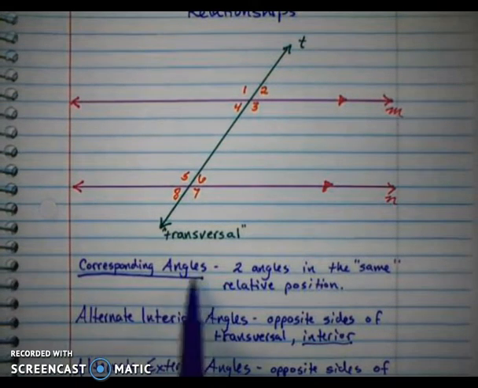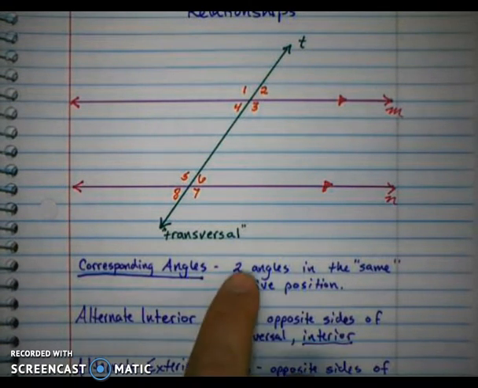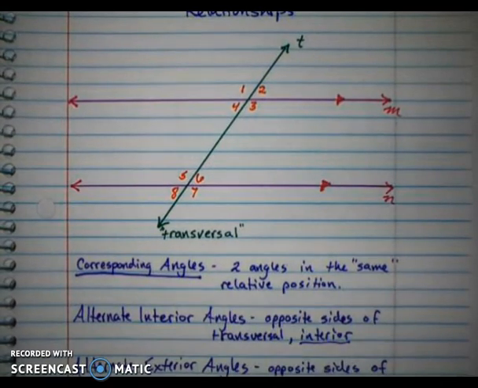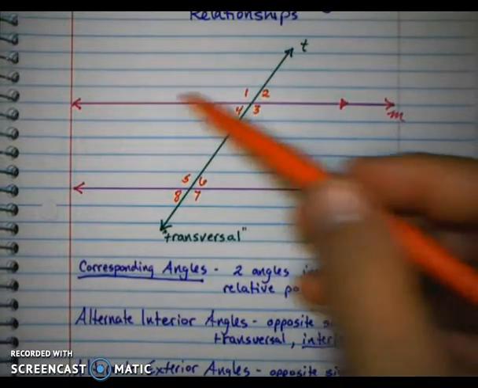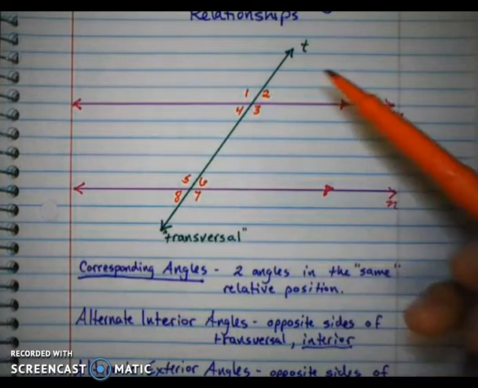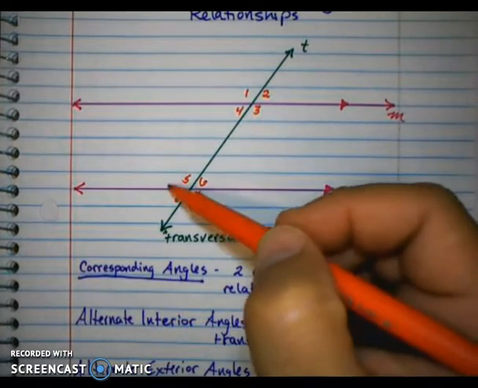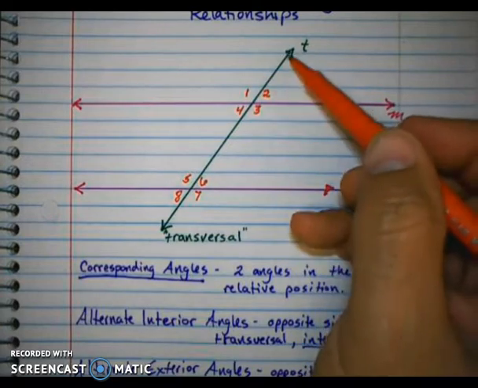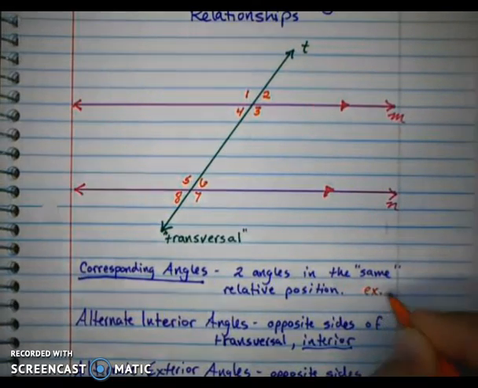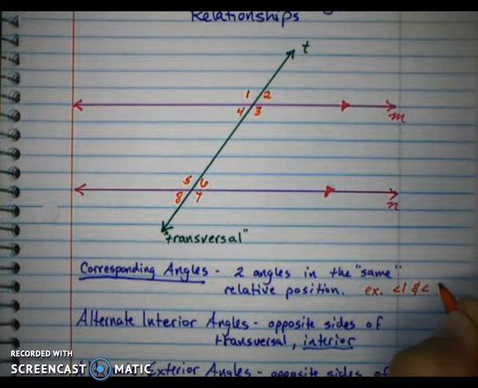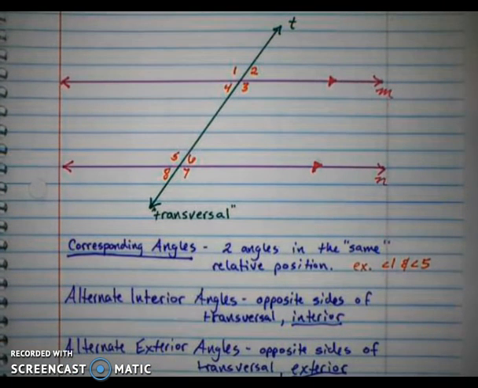Okay, corresponding angles are two angles in the same relative position. And what that means is they are along the transversal. One uses this line and one uses this. So an example of corresponding angles would be angle 1 and angle 5, because they are both above their respective lines and they're both to the left of the transversal. So angle 1 and angle 5 would be one example of corresponding angles.